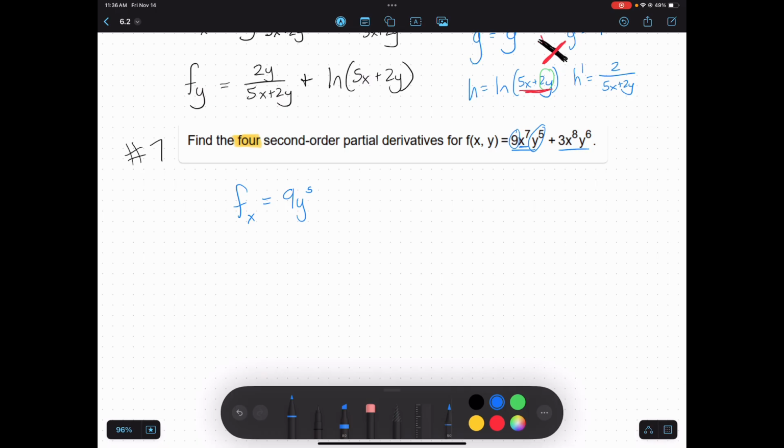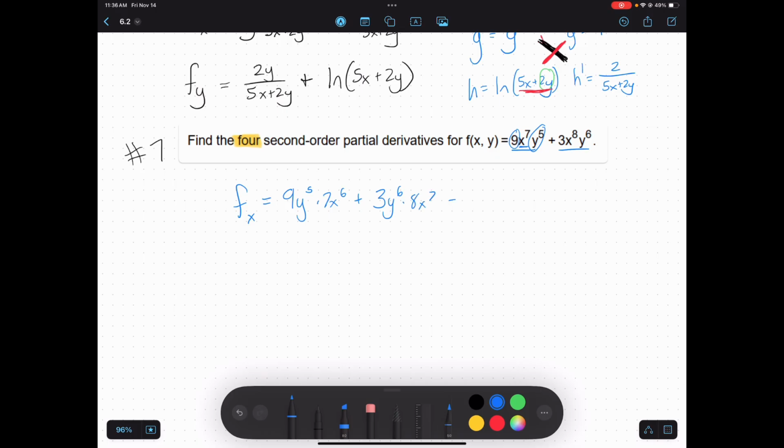What's the derivative of x to the 7th? I get 7x to the 6th. Okay, my second term, I'm going to do something similar. I'm going to keep the 3. I'm going to keep the y to the 6th because those are both constants. And then I take the derivative of x to the 8th, and that gives me 8x to the 7th.